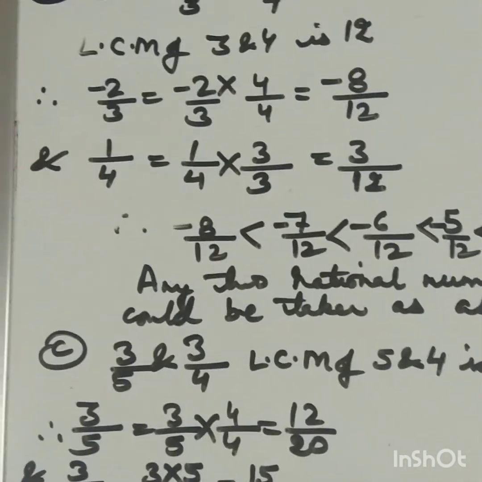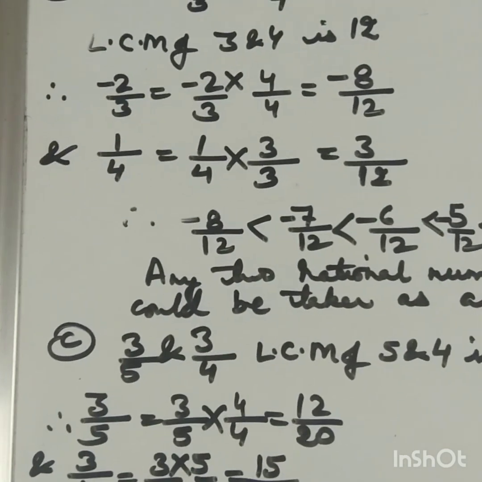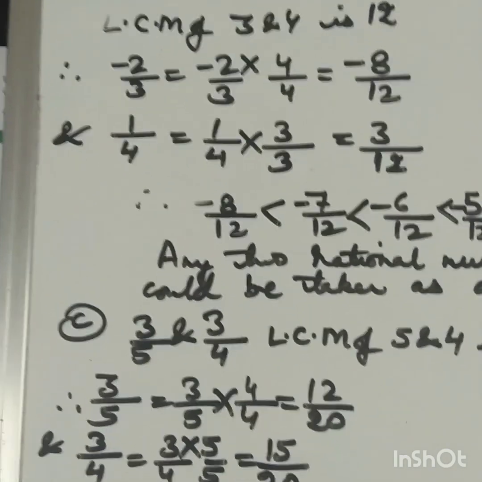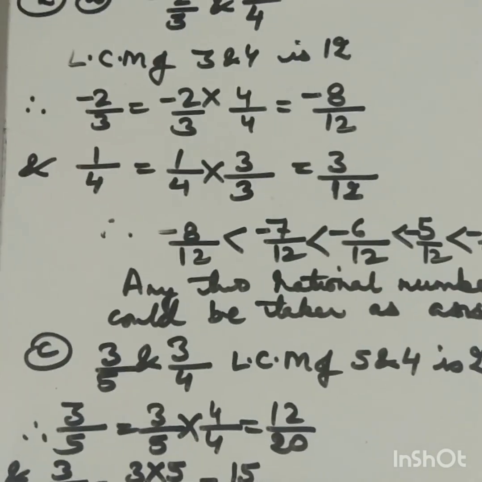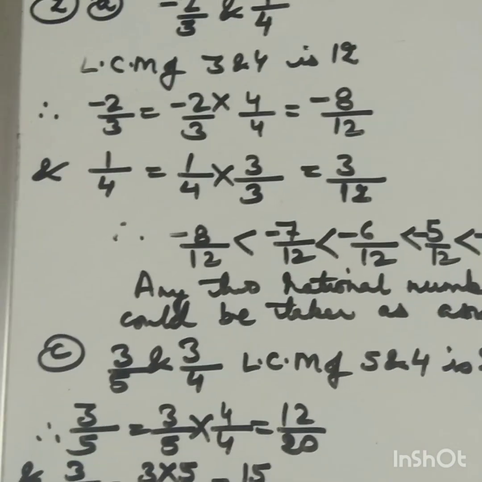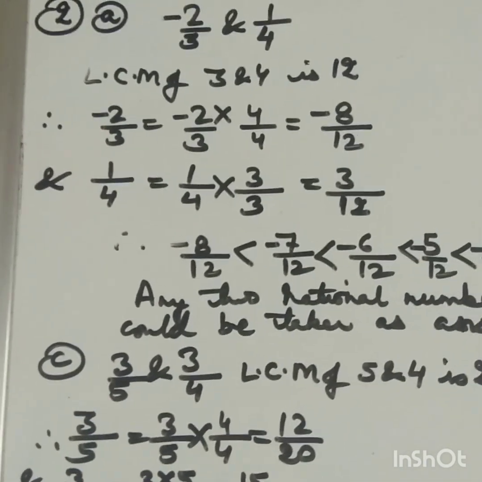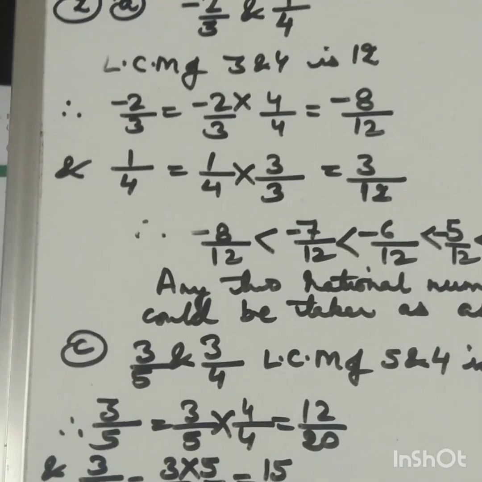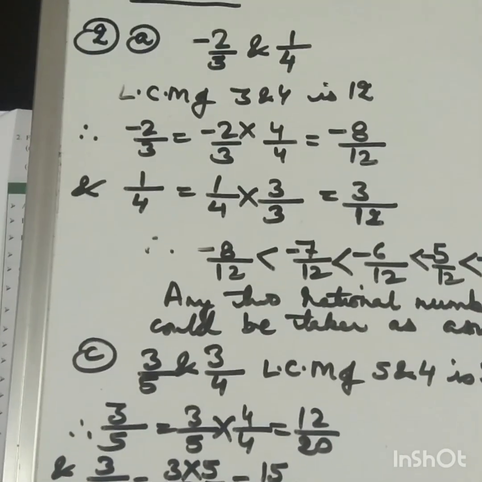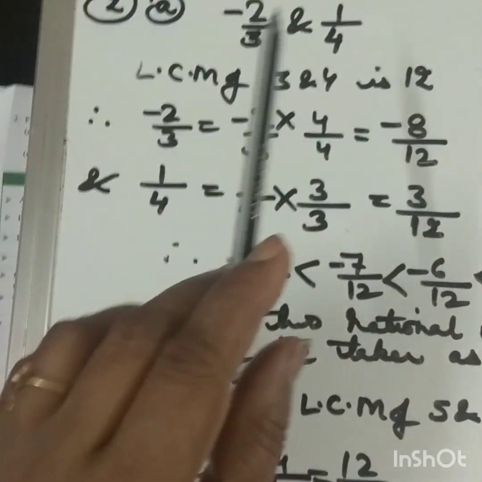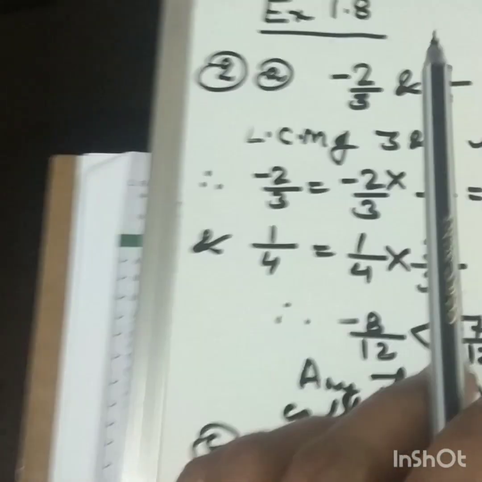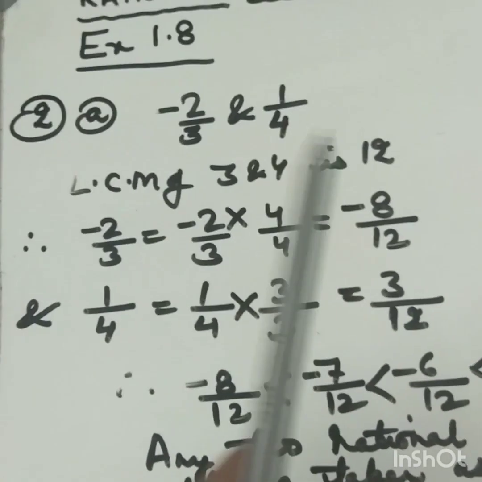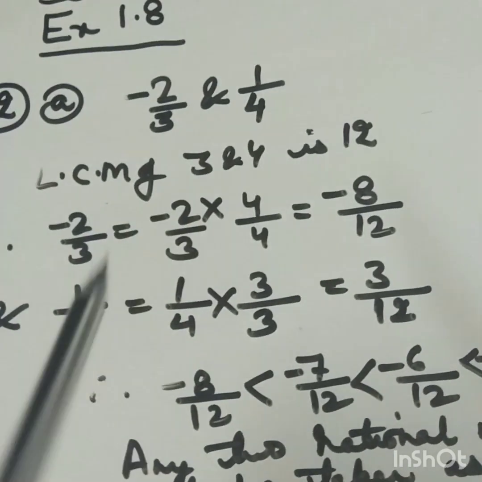Now children, we will do exercise 1.8 question number 2. I am doing A and C parts. Now 2A question says there are two rational numbers given to you, minus 2 by 3 and 1 by 4. You have to find any two rational numbers between these two, because there will be many rational numbers between these two. Now how to find out?